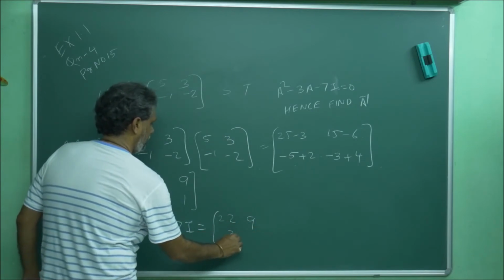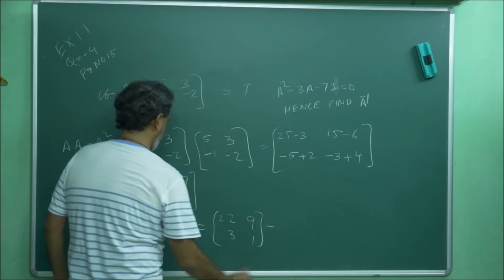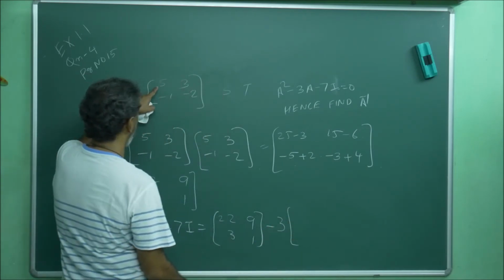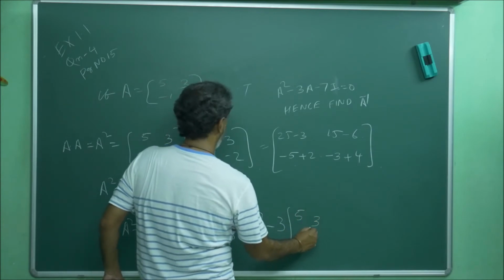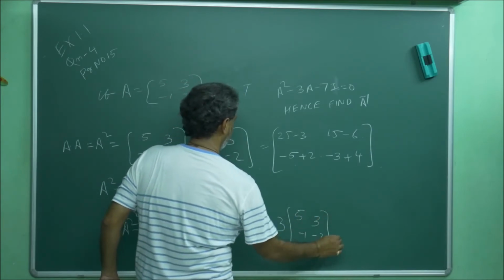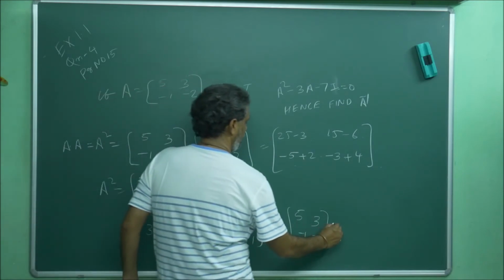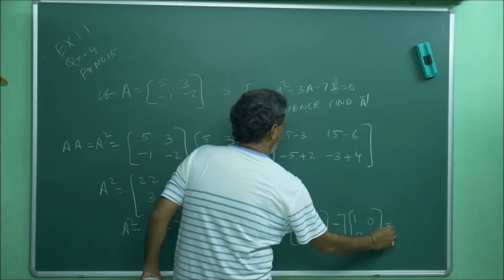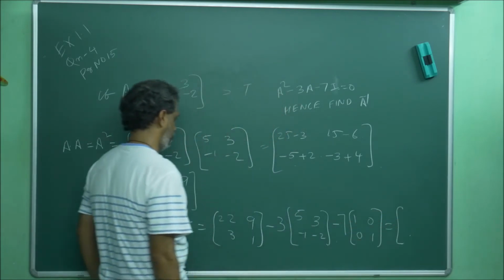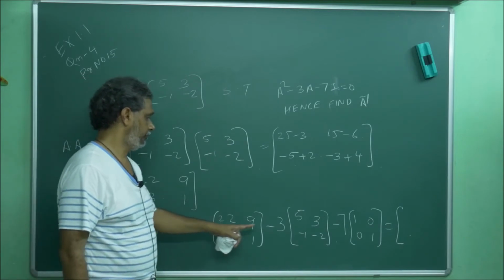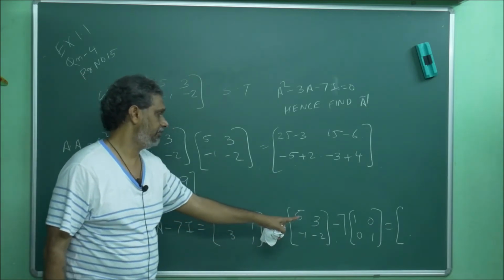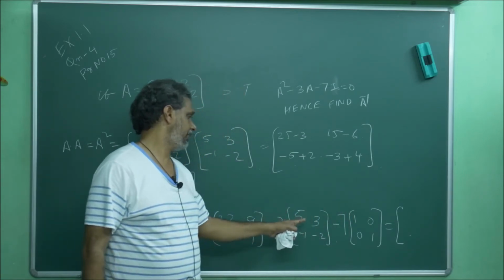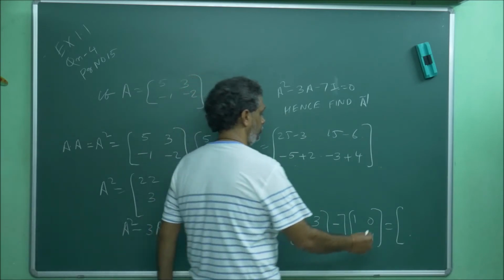22, 9, 3, 1. Then minus 3A. 3 into A. Who is A? Already available, this fellow: 5, 3, minus 1, minus 2. Then minus 7I, 7 into I2: 1, 0, 0, 1. You have to prove that it is 0, 0, 0. Now 22 minus 3 into 5, minus 15, minus 7 into 1, minus 7, minus 7, minus 15, 20 minus 22 plus 22, 0.